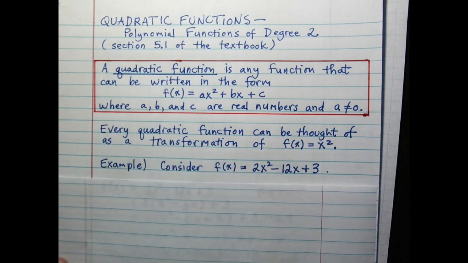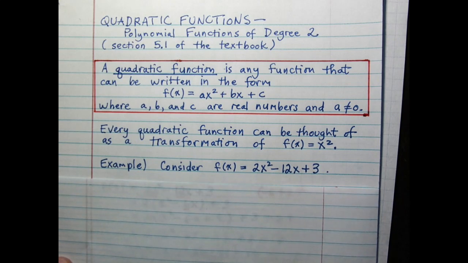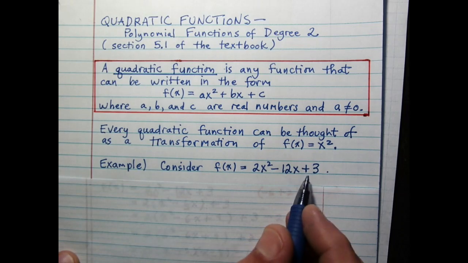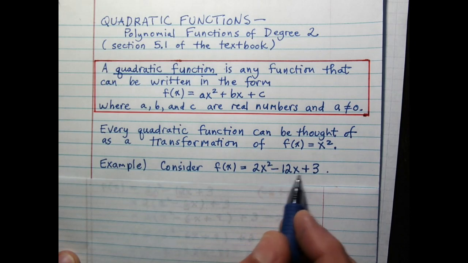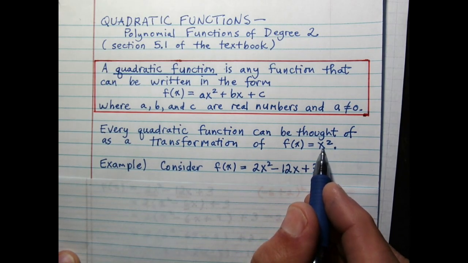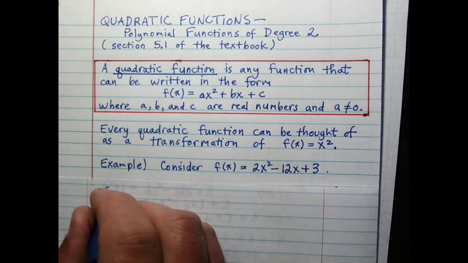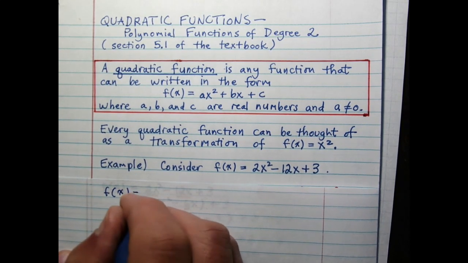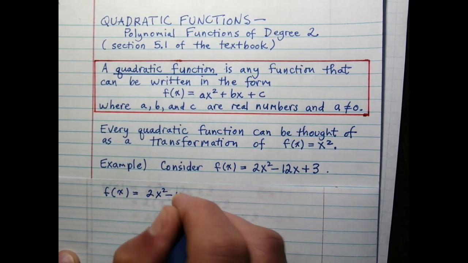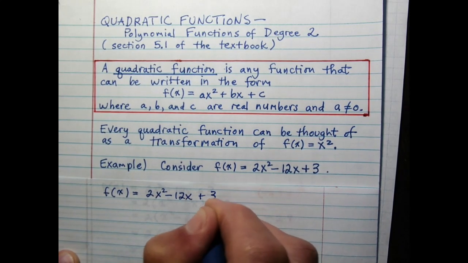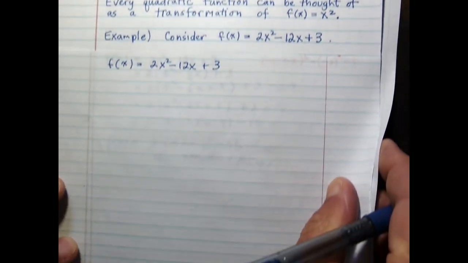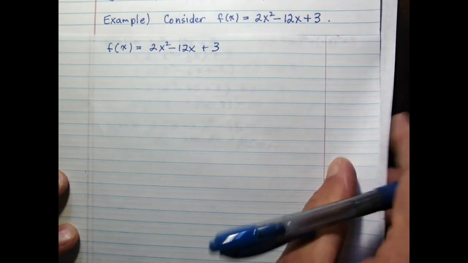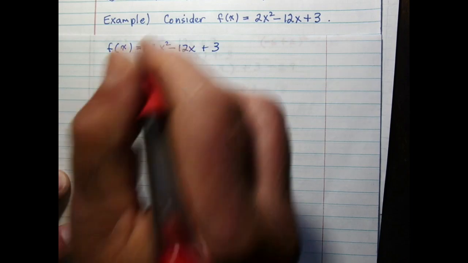So let's look at an example here. We're going to consider f of x equals 2x squared minus 12x plus 3. And we're actually going to look at how this quadratic function can be thought of as a transformation of the x squared function. So I'm going to recopy it here. And I'm going to manipulate the formula for the function so that we can see the actual transformation. So let's move this up a bit.